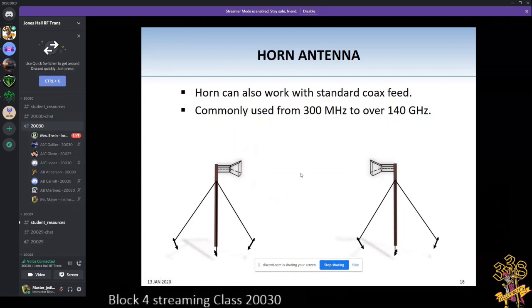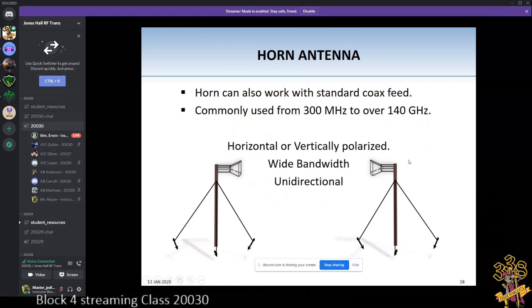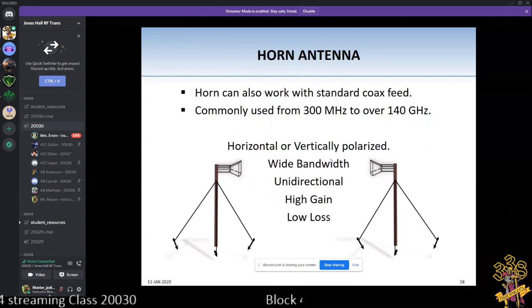Normally, your horn antenna is going to be used in your higher frequencies, 300 megahertz to over 140 gigahertz. It can be vertically or horizontally polarized. It'll have a wide bandwidth. It's unidirectional, goes in one direction. It's a high gain, low loss antenna. Whenever you say unidirectional, you know it's going to be a high gain, low loss antenna.